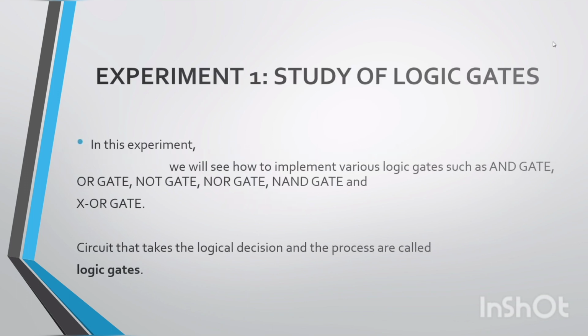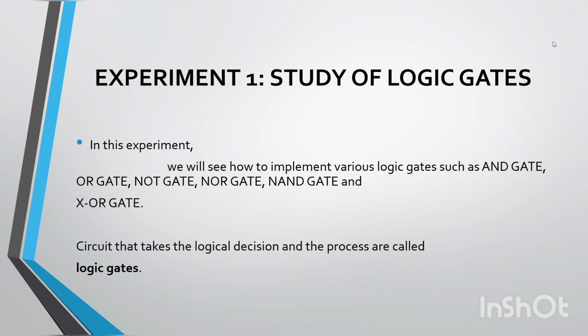Moving on to the first experiment, our first experiment is all about the study of logic gates. In this experiment, we will see how to implement various logic gates such as AND gate, OR gate, NOT gate, NOR gate, NAND gate and XOR gate. So basically, what is a logic gate? A circuit that takes a logical decision and processes it is called a logic gate.